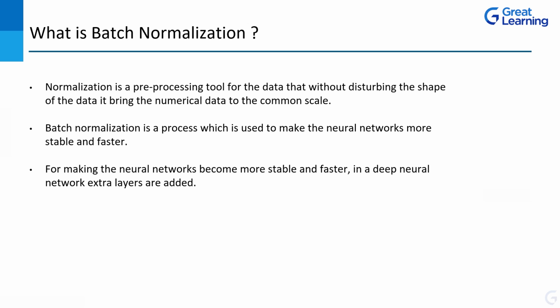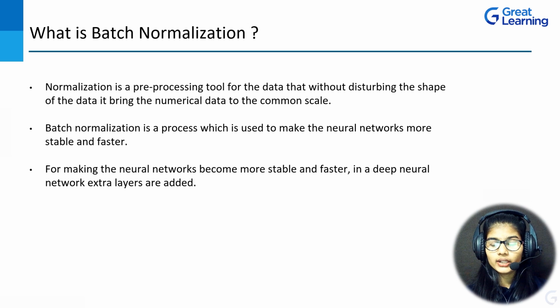Batch normalization is actually worked upon there, and your neural networks become more stable and faster. So here you could see that through the extra layers which you are adding, your neural networks become more stable and faster, right? So batch normalization works for making the neural networks more stable and faster, and they are made stable and faster by adding extra layers onto your neural networks.